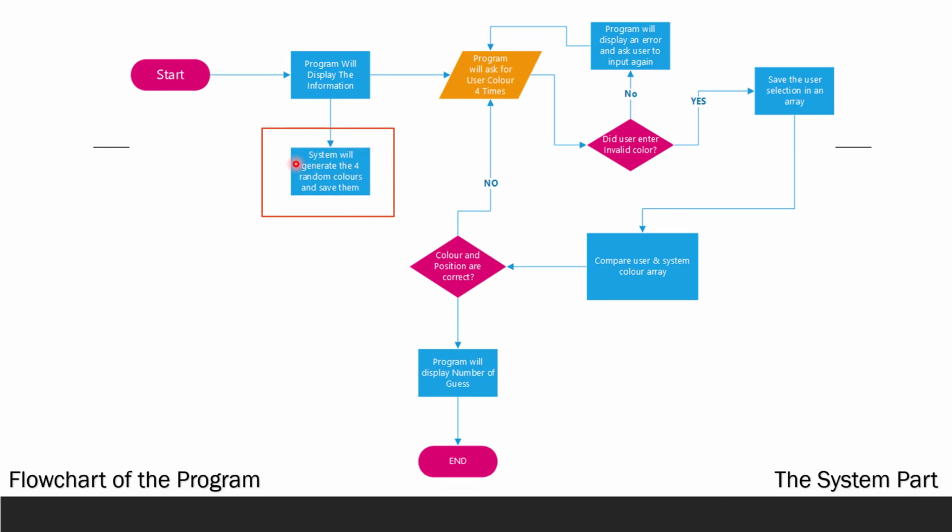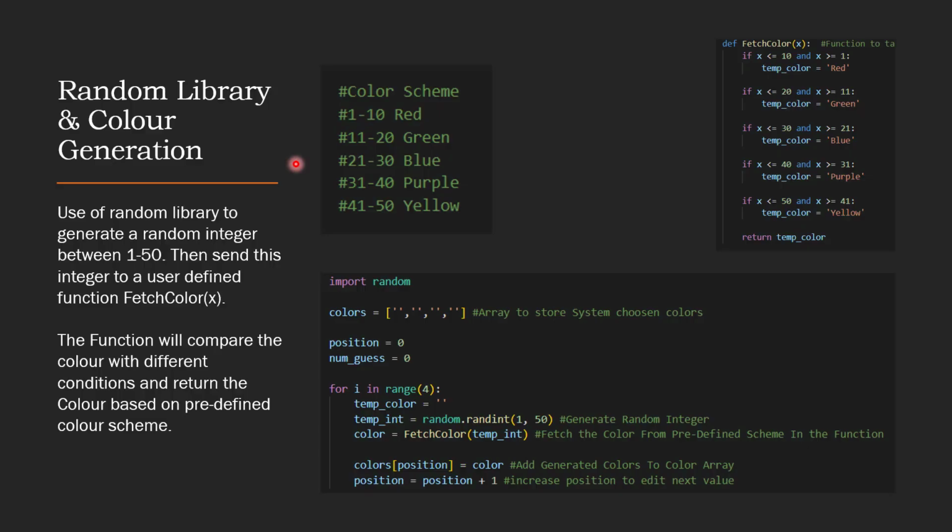Alright, so this is the system part of our program. Here the color generation will take place. Let's see how this is working. We are using the random library to generate the colors. First of all, we import random, then we initialize an empty colors array, and then we run a for loop because we need to generate 4 colors. See here, a random integer between 1 to 50 is being generated, and then it's being sent to this user defined function right over here.